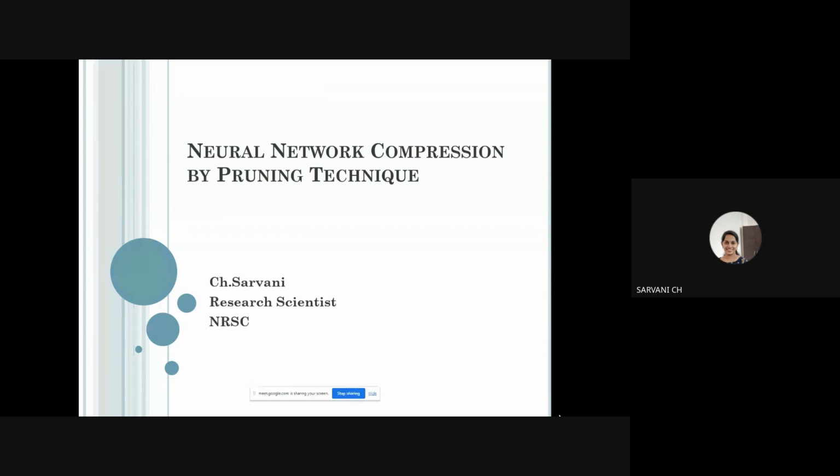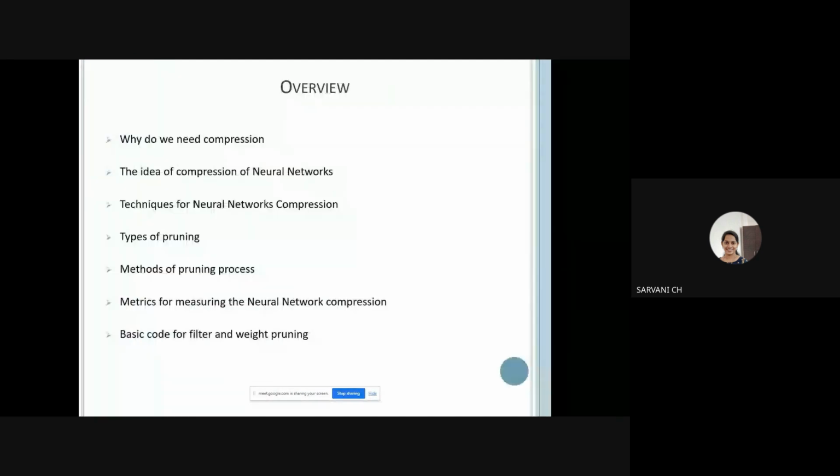So, I'm going to deliver the lecture on this research area, neural network compression by pruning technique. Starting with the need for compression, this is the overview of the presentation. I'm going to discuss various techniques for neural network compression, especially the pruning technique. Then we will look at the metrics for the compression, and we will go through a small code where we can learn how to prune the filters from the convolutional layers.